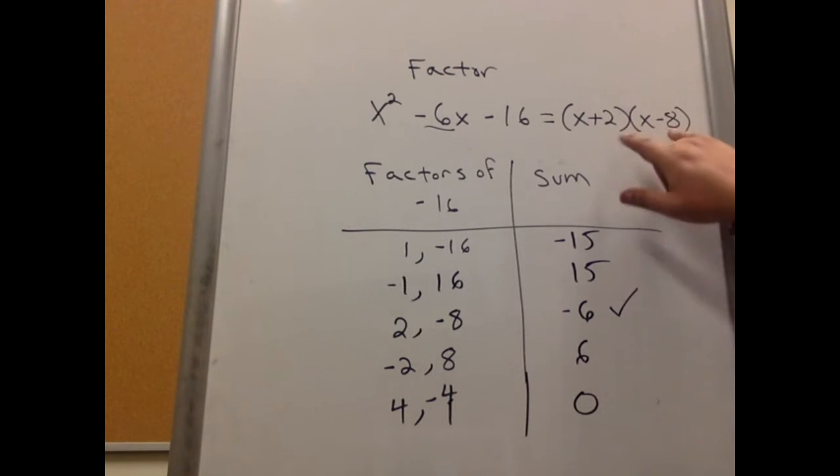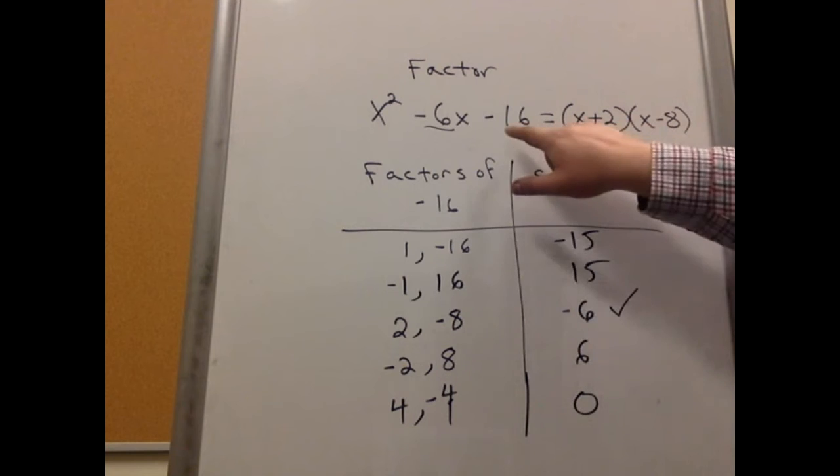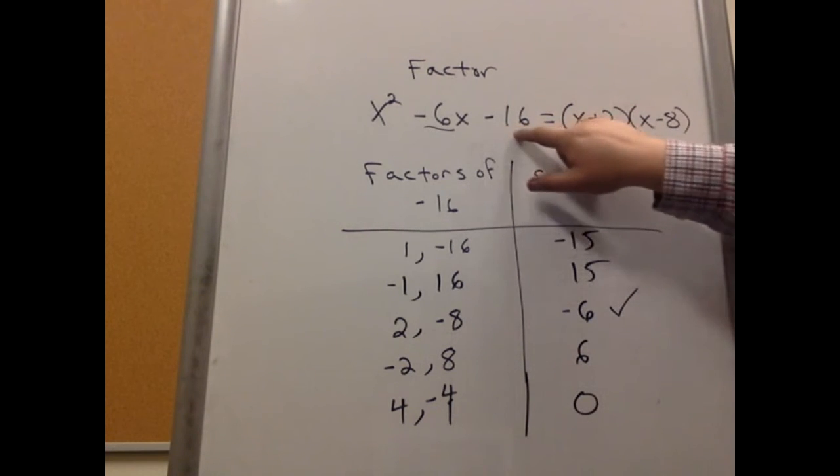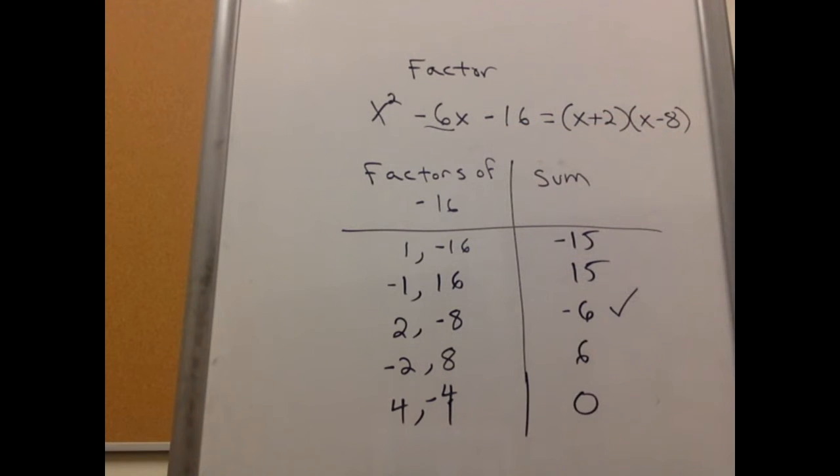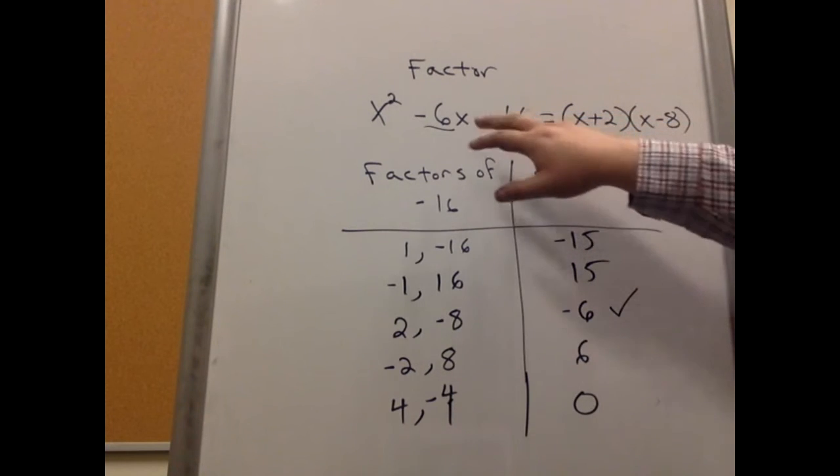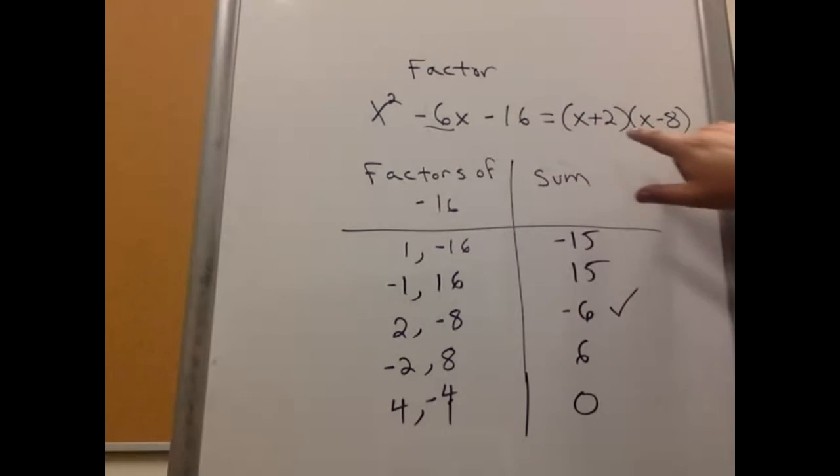So these numbers come from the two numbers that multiply to give me negative 16 in this case, and those same two numbers, when I add them, they need to give me negative 6. Looking at them, we can tell, okay, negative 8 times 2, that's negative 16. Negative 8 plus 2, that's negative 6. So we got it right.